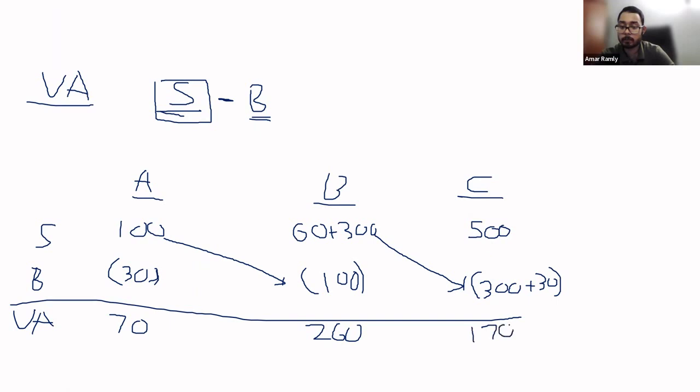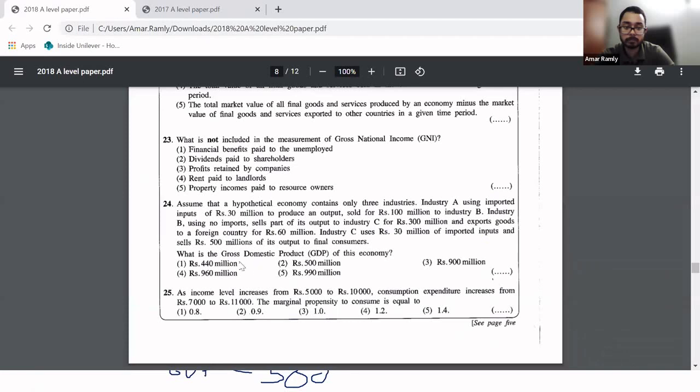This is 170. Now let's add this up and see whether or not we get an answer that is there. 70 plus 260 plus 170 comes to 500. So this should ideally be the value of our GDP. Let's look and see what the GDP is: 440, 960, 990, 900, 500. There we go. That is your answer. 2 is your answer for 24.